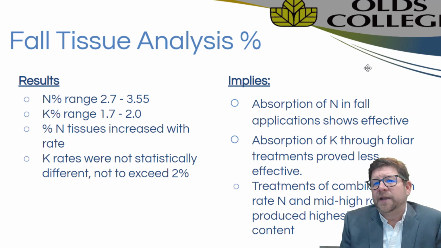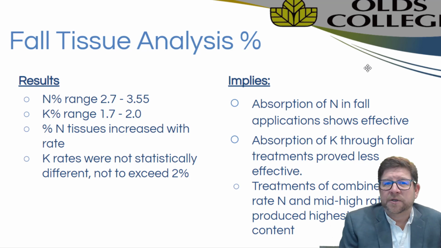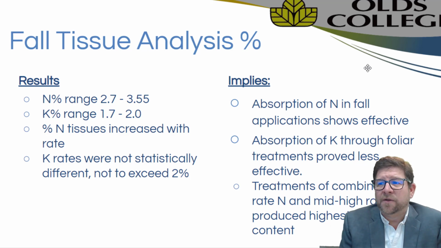What it does imply is that absorption of nitrogen by foliar sources in the fall is possible, is feasible. We did see, despite that drop in temperature between 3rd or 4th and 5th applications there, still absorbed. Absorption through the K, however, proved less effective.